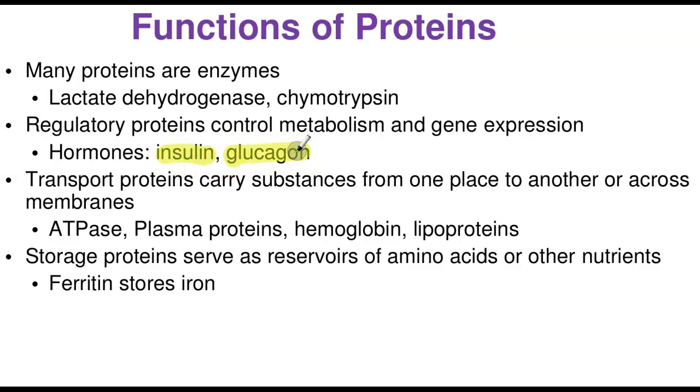They can also play a role in transport. Transport proteins can be the sodium potassium ATPase that we looked at earlier, the plasma proteins, the hemoglobins, and the lipoproteins like the LDL, VLDL and HDL. They're all transport proteins. Proteins can also store amino acids or other nutrients. A good example is ferritin. Ferritin stores iron.